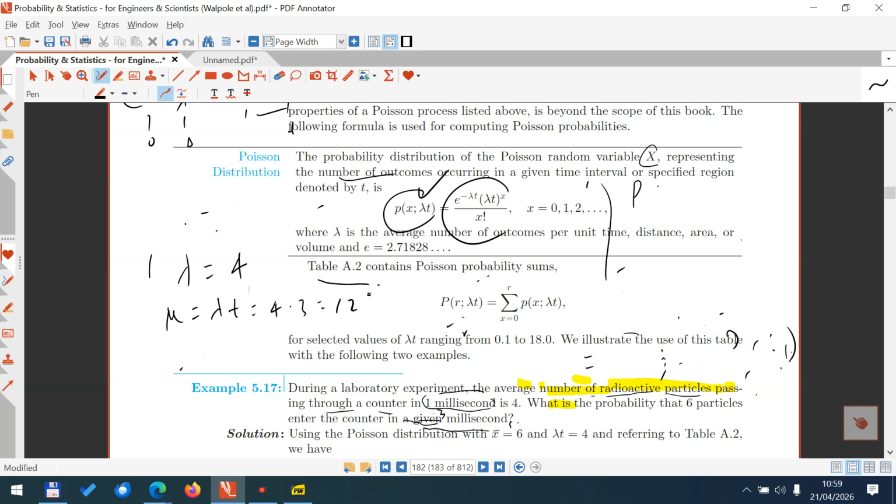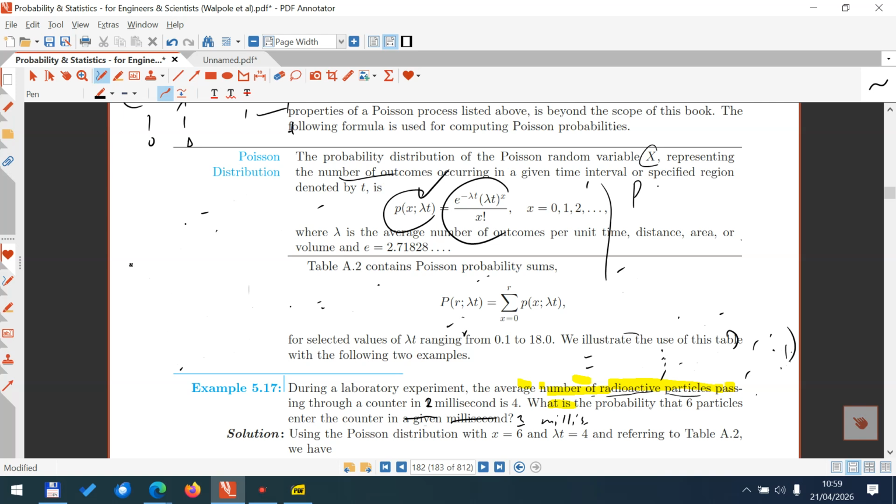And now let me complicate this even further. I'll now complicate it, which will really test your understanding. So let's say I change this to 3 milliseconds, and I change this to 2 milliseconds. Now what should I do?